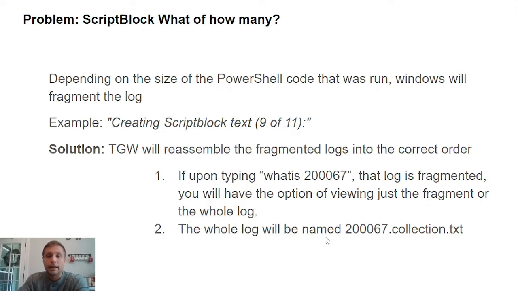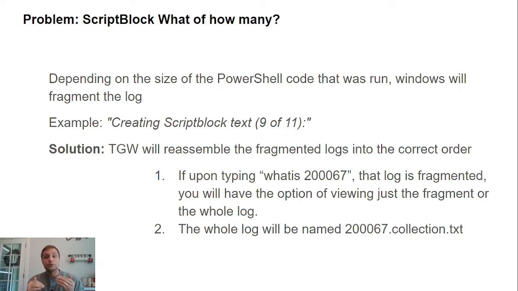So I went ahead and fixed that, and now the Greater Wall will automatically reassemble those fragmented logs for you. So when you get in there and you type "what is 200067" and you hit enter, if the log is fragmented, it'll give you the option in the pop-up window of which one you're trying to look at. You just choose from the options that you have. You can look at just the fragment if you want, or you can look at the entire reassembled PowerShell log.